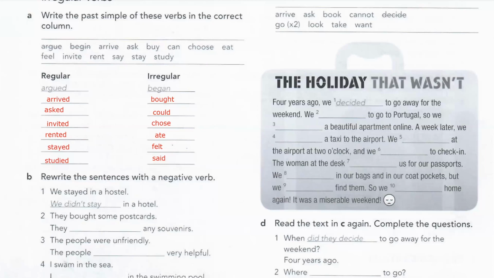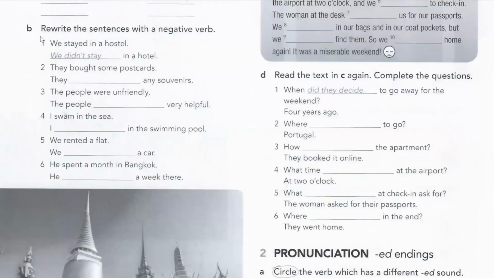Okay, so I'm just going to clear this again and scroll down a bit. So here you go. We stayed in the hotel. For the negative of the past simple, I need to use didn't. After didn't, I need to use the infinitive. Stayed becomes stay, so we need to make sure about that, guys. After did and didn't, we use the infinitive.